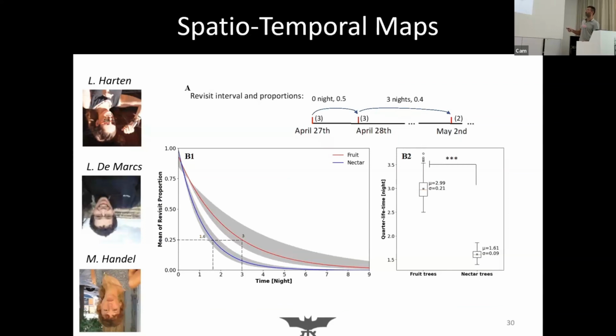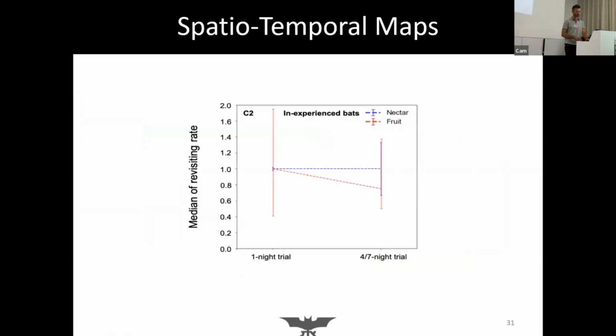Okay, so bats will visit the same fruit tree, to some extent, even after 10 or 20 nights, but they will not do so for a nectar tree. So indeed, we confirmed our hypothesis. There's a different time scale for these two resources.